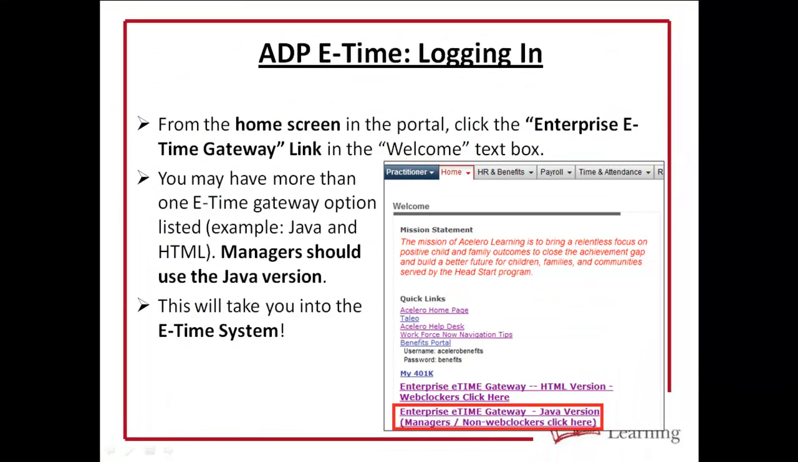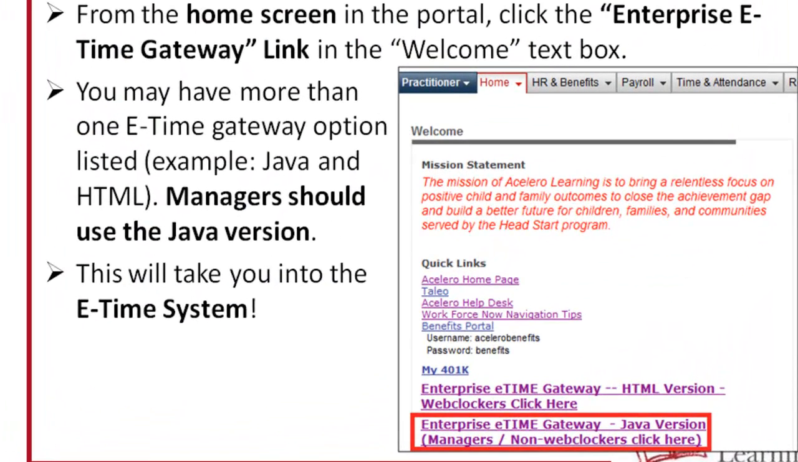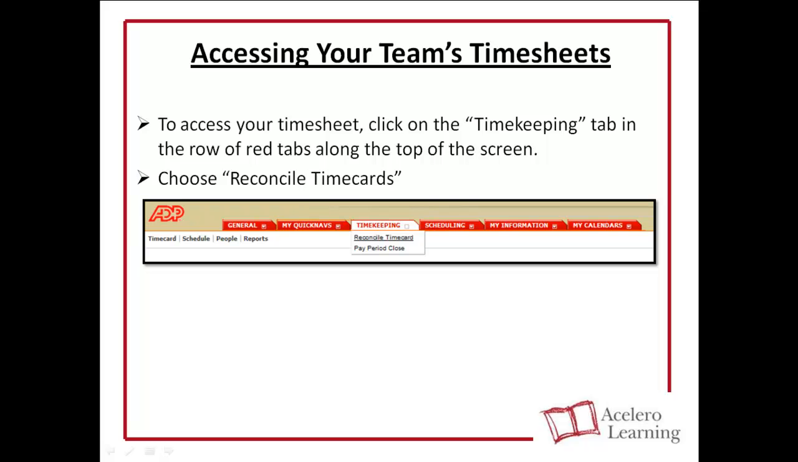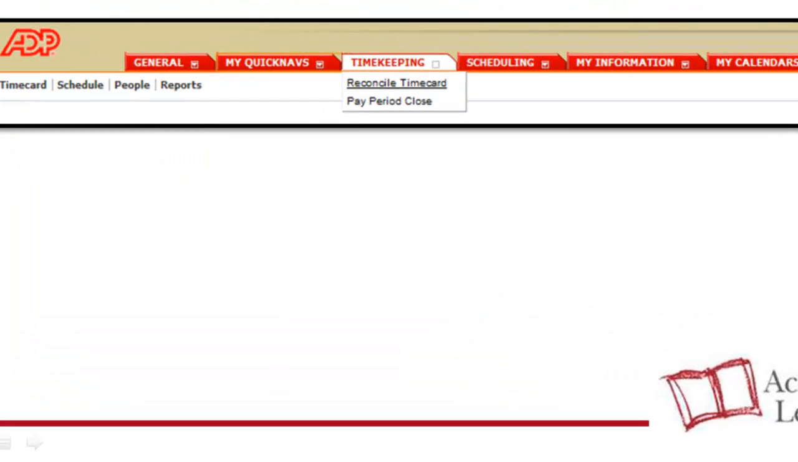Once you're into the ADP portal, you'll see two links at the bottom of the welcome screen that will take you into the eTime system. Managers should use the Java link below. You will be presented with the eTime screen, including several red tabs at the top for navigation.